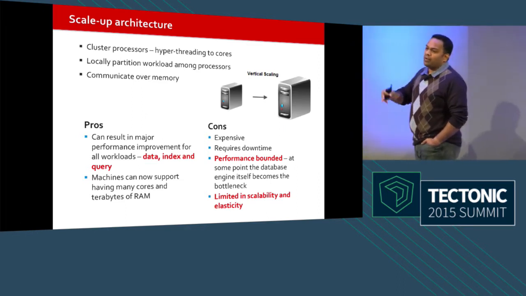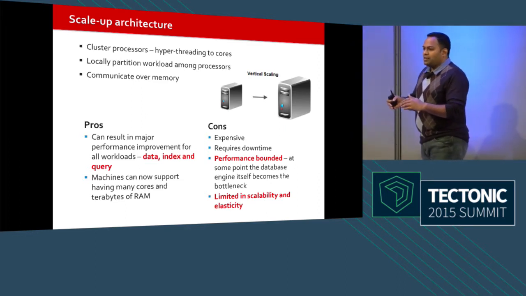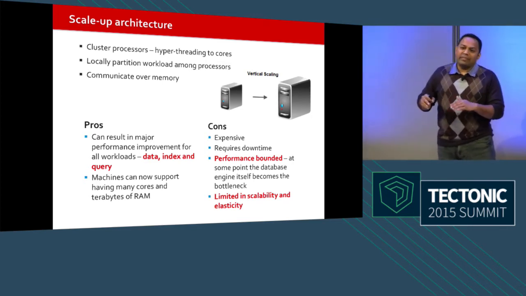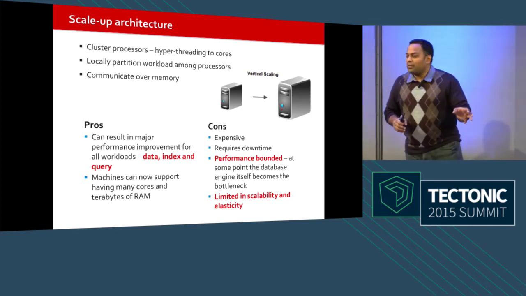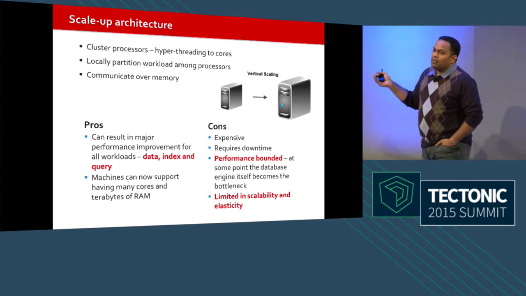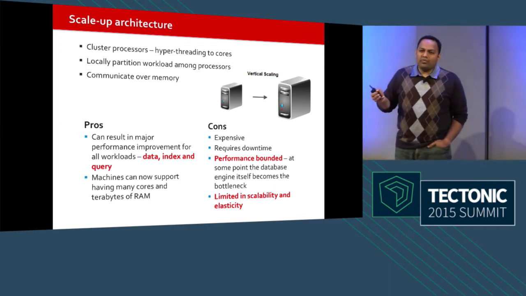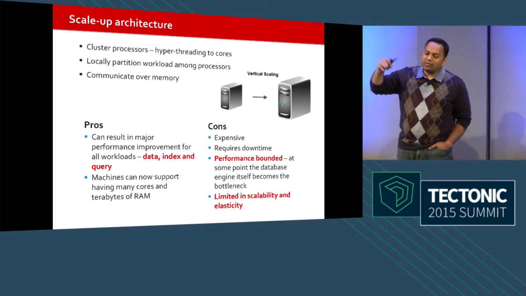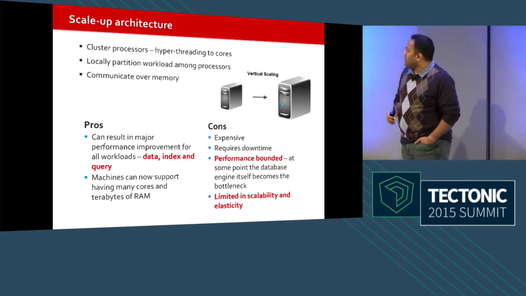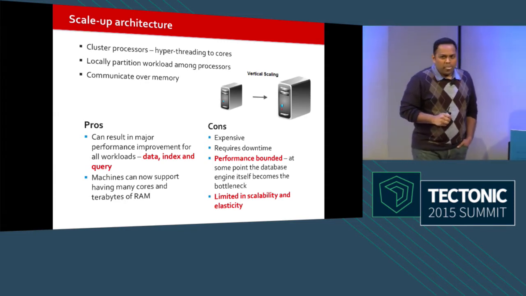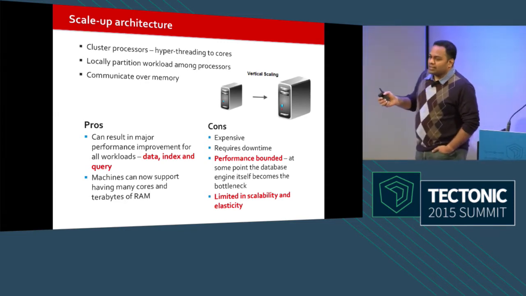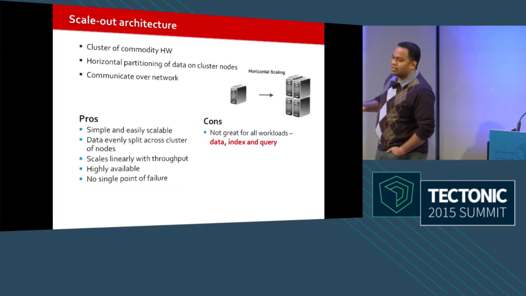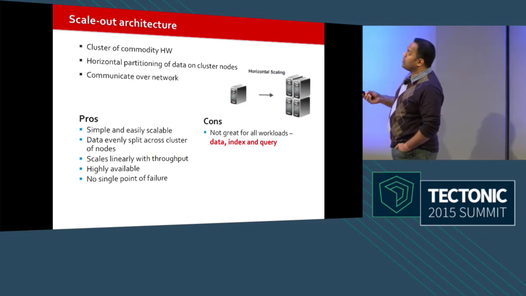When you want to upgrade your hardware to the next hardware, you have to take the whole database offline and then upgrade it. So your application will have downtime. Also, the performance is bounded, right? Because when you have 24 cores, you can only get performance at that speed. Beyond that, you have to upgrade it again. So it's limited in scalability and limited in terms of elasticity. And that gave birth to the new architecture, which was scale-out architecture.